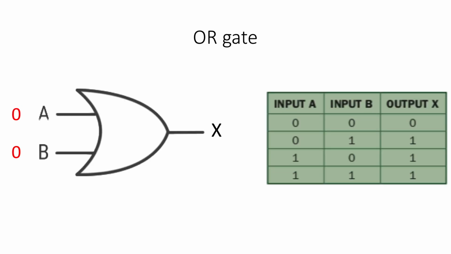So let's have a look at two different gates that we've done before. We'll look at the OR gate and see what it does. In an OR gate, if you have input A and B, if A is 0 and B is 0, the result it produces, X, is 0. If A is 0 and B is 1, X becomes 1. If A is 1 and B is 0, it will produce 1. If A is 1 and B is 1, it will produce 1. So that's how an OR gate works.